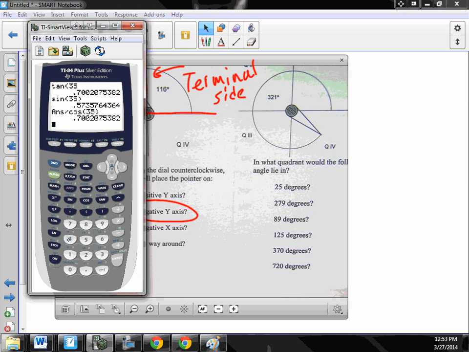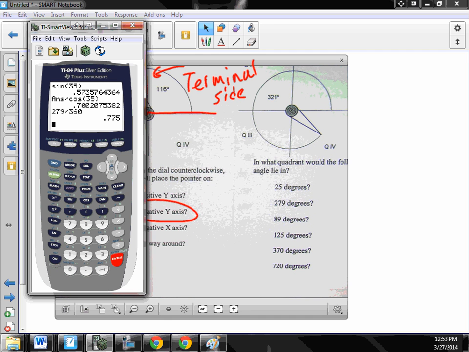If I took 279 and I divided it by 360, what does that number tell me? It's 77% of a circle. Where would 77% of a circle end up? 4. How come? Because 3/4 of the way around is 75%, and all the way around is 100%. So 77% is bigger than 75 and smaller than 1. Okay? What about 89?